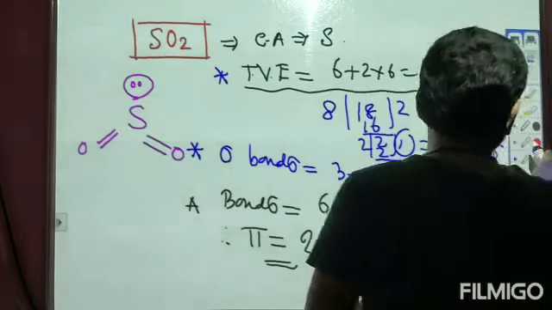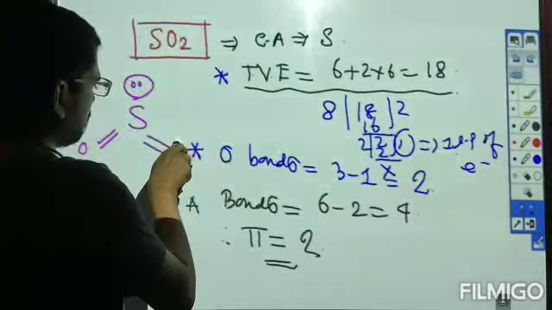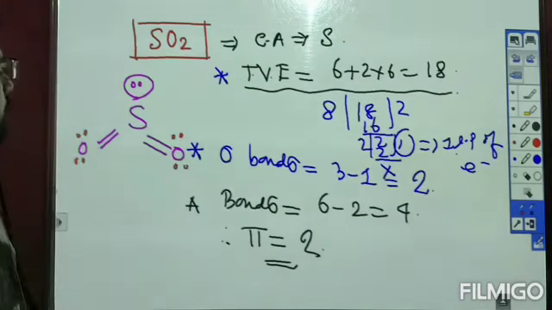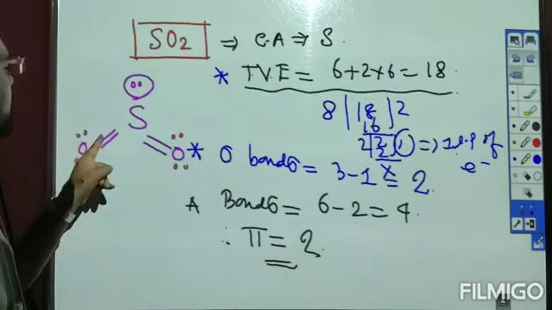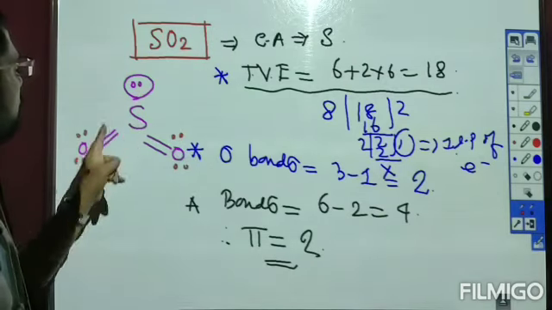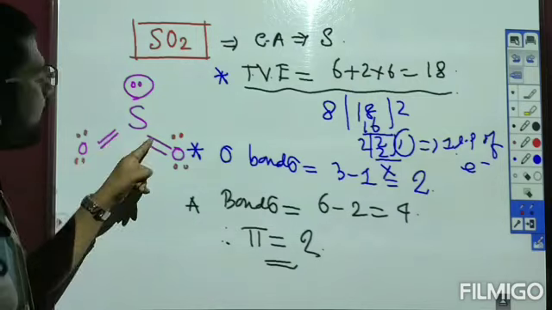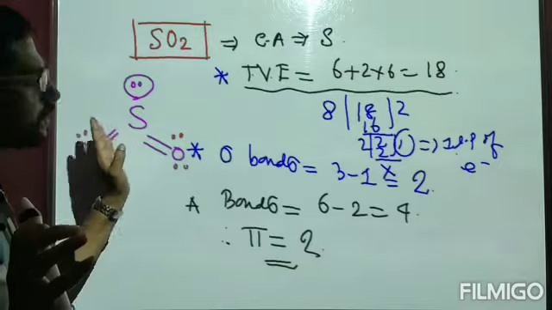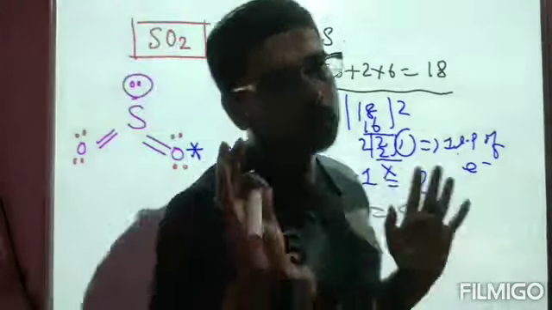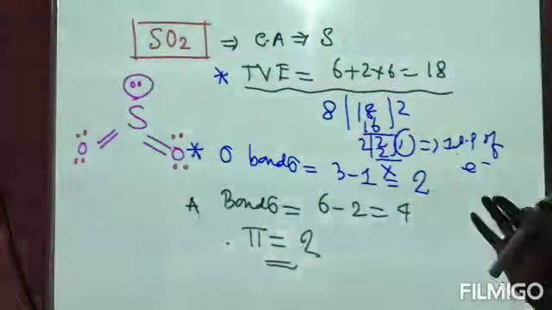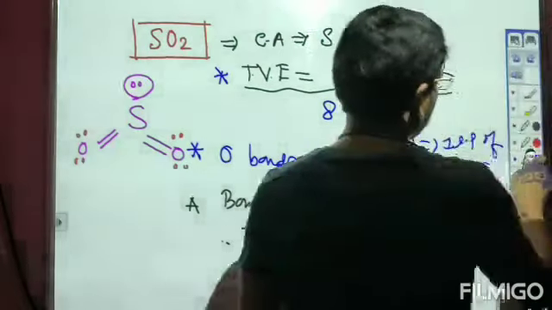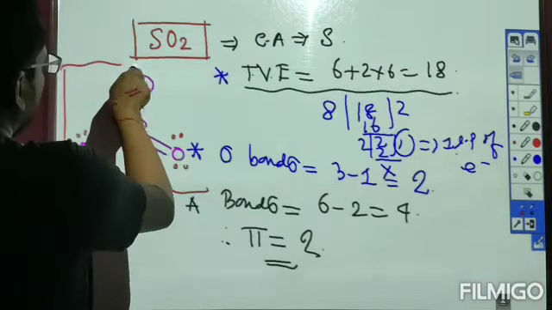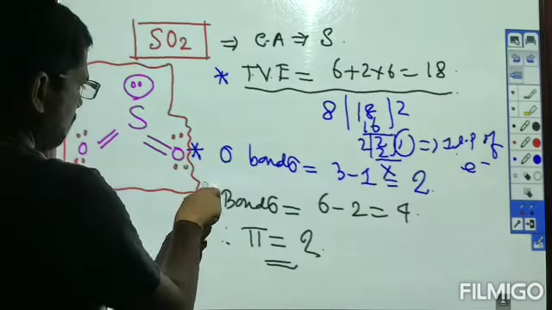Oxygen fulfilled. We must show the lone pair of electrons. Oxygen 2, 4, 6, 8. Sulfur 2, 4, 6, 8, 10. No problem with sulfur. It will have an expanded octet. So this is the Lewis structure for sulfur dioxide.